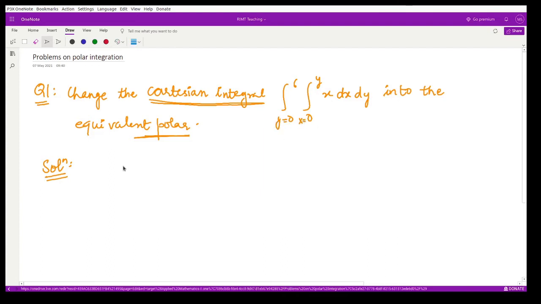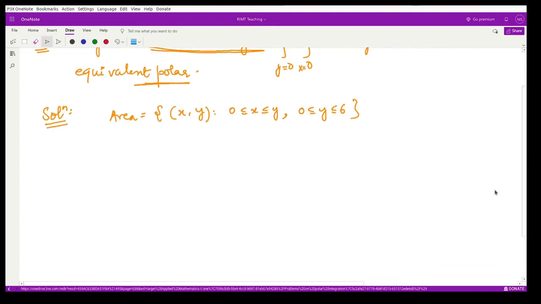So according to this, your area of integration is all the points x, y such that the limits of x are from 0 to y and the limits of y are from 0 to 6. This is given to you. From here, you can draw the area. So you have x is equal to 0 and x is equal to y, and from here you have y is equal to 0 and y is equal to 6.